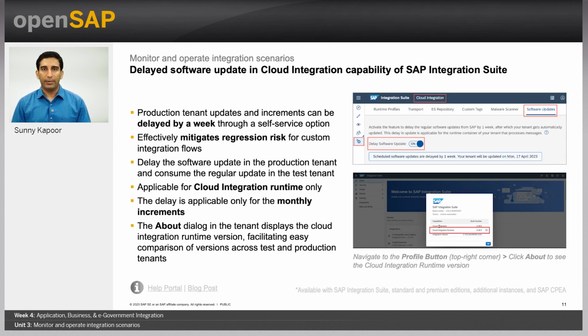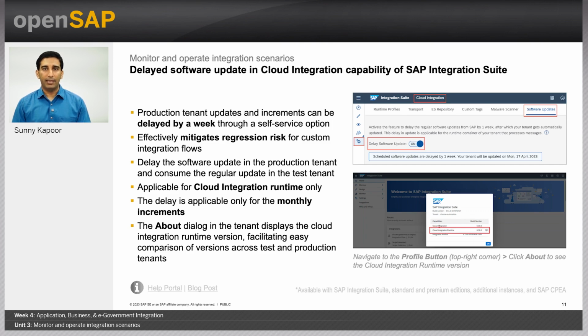The delayed software update feature of cloud integration provides a self-service option that allows a 1-week delay in production tenant updates and increments, effectively mitigating regression risk for custom integration flows. By delaying the software update in the production tenant and consuming the regular update in the test tenant, organizations can ensure a smooth transition and minimize disruptions.